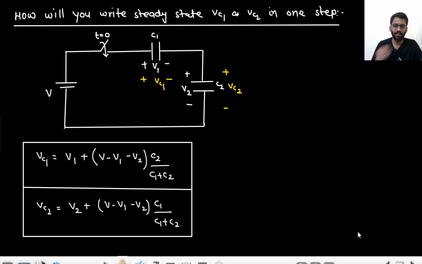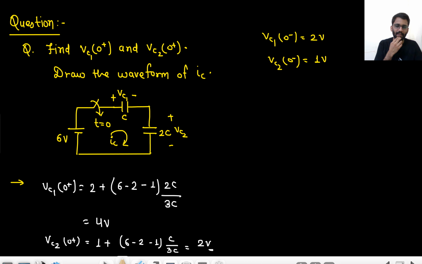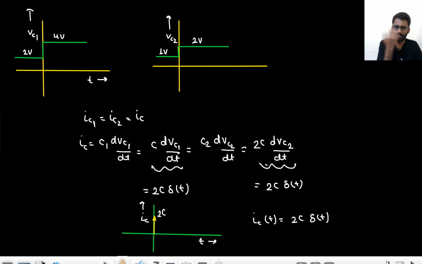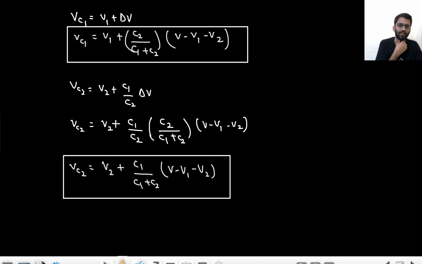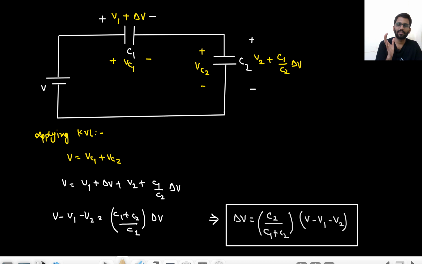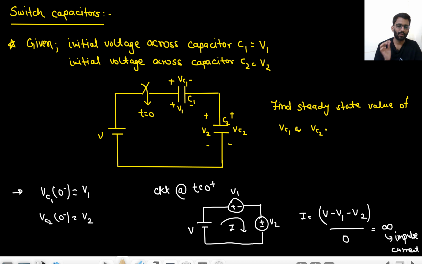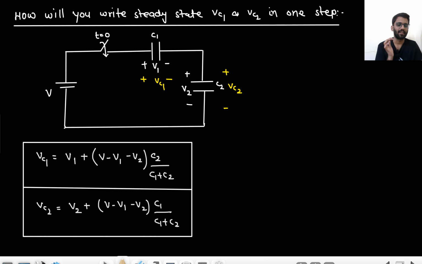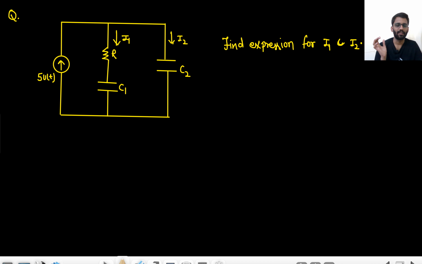This method I have told, well and good, right? Easy method. This question also we have solved. We have drawn the waveform. We have also written down the equation of current, right? So this was an easy concept. This concept is called switched capacitor. So how the voltage in the capacitor changes instantaneously, that's what we have studied.